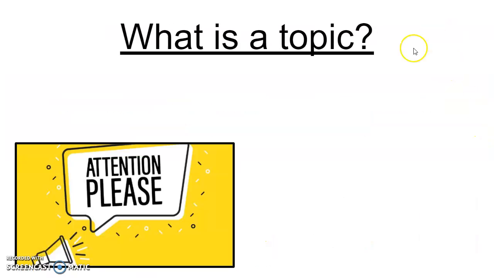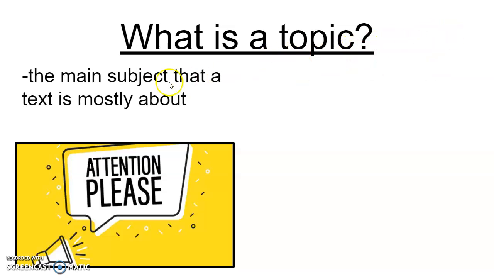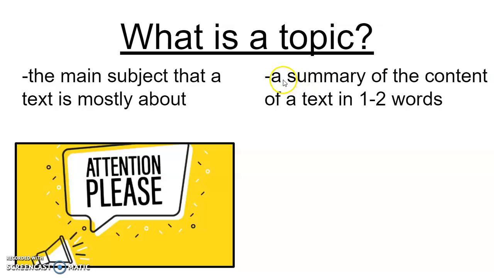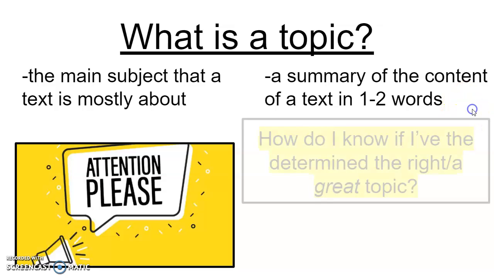Okay? You need to know 2 things at this point, and if you need to go back and review, please do, but we are going to be moving forward quickly, so it's important that you understand what a topic is. A topic is the main subject that a text is mostly about. It is the content. In other words, it is a summary of the content of a text in typically 1 to 2 words or a phrase. It is not a complete sentence.